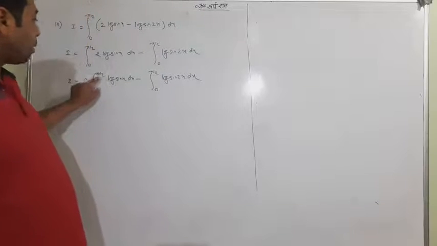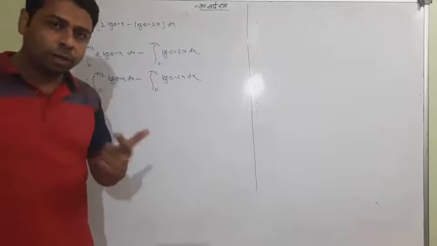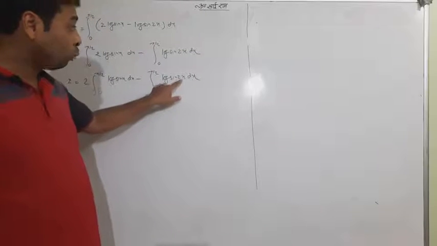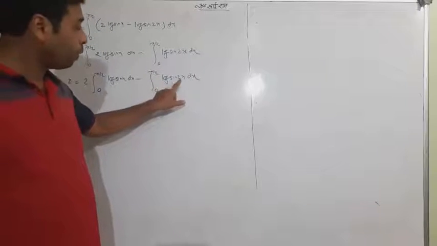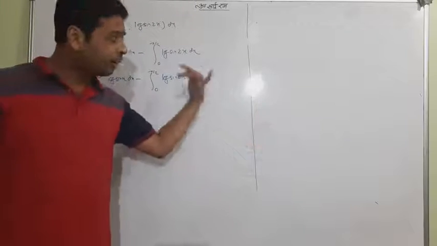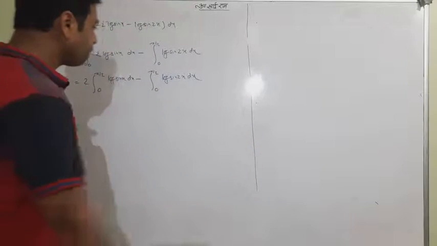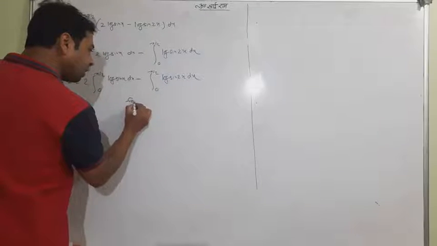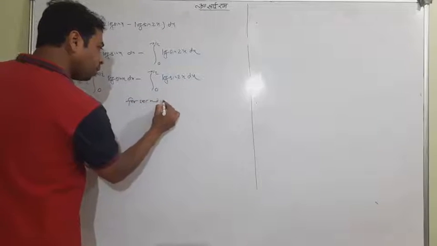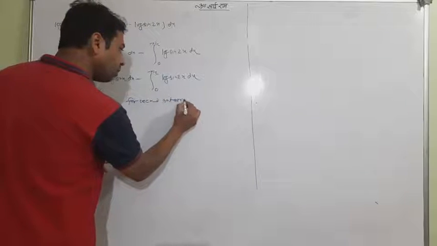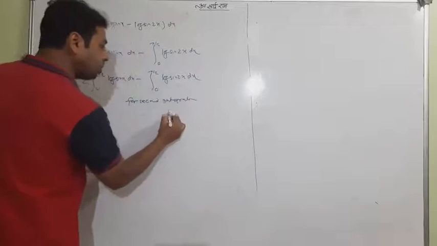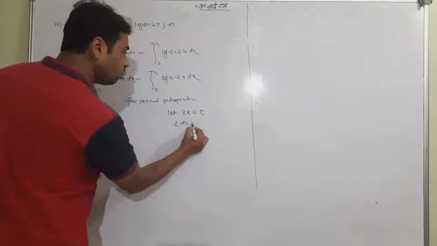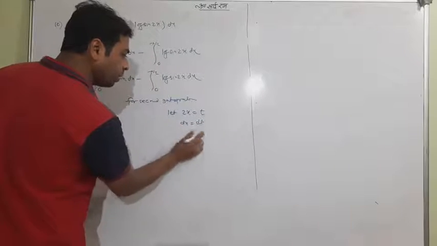So the integral from 0 to pi by 2 of log sin x dx is one of the questions as well as a formula, and log sin 2x dx is not a formula. So we will change 2x as we did in the previous question. For the second integration, I will change that 2x as t. Same I will do. 2 dx equals dt, so dx will be dt by 2.